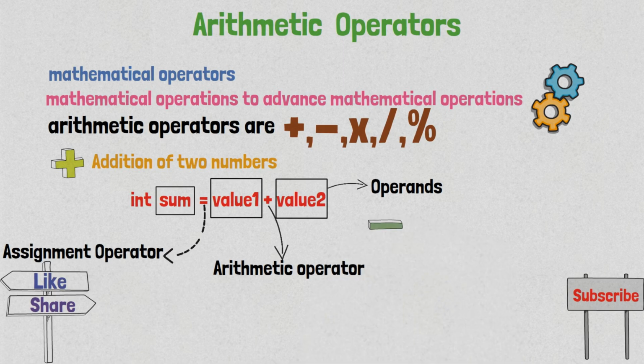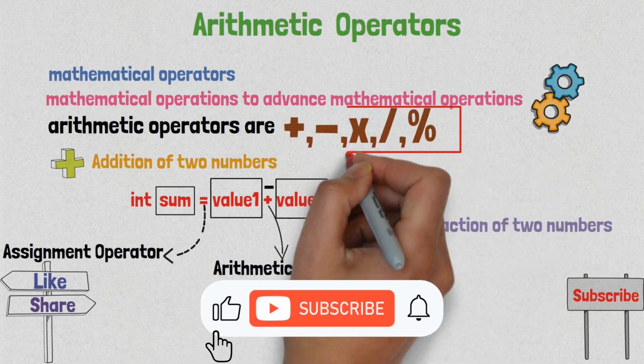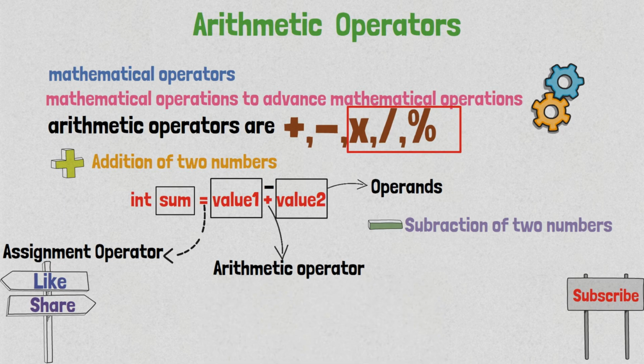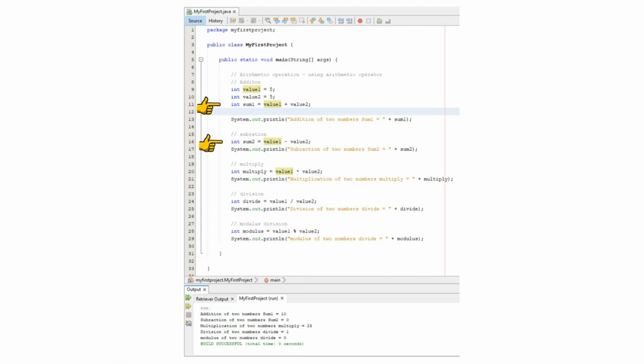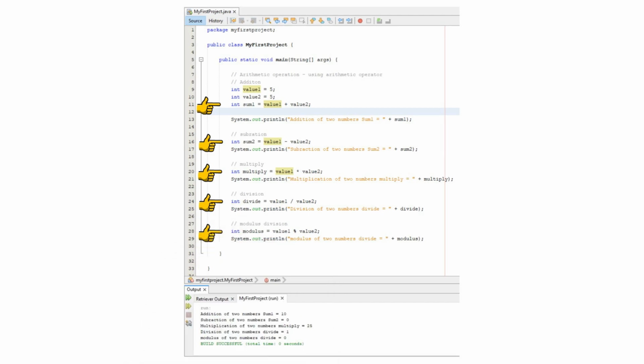Minus operator, subtraction of two numbers. Example: int sum equal to value 1 minus value 2. Likewise, we can do operations using other arithmetic operators like division using the divide operator, multiplication using the multiply operator, and get the remainder value by dividing two numbers using the modulus operator. Here is the real-time example for all arithmetic operators: addition, subtraction, multiplication, division, and modulus.